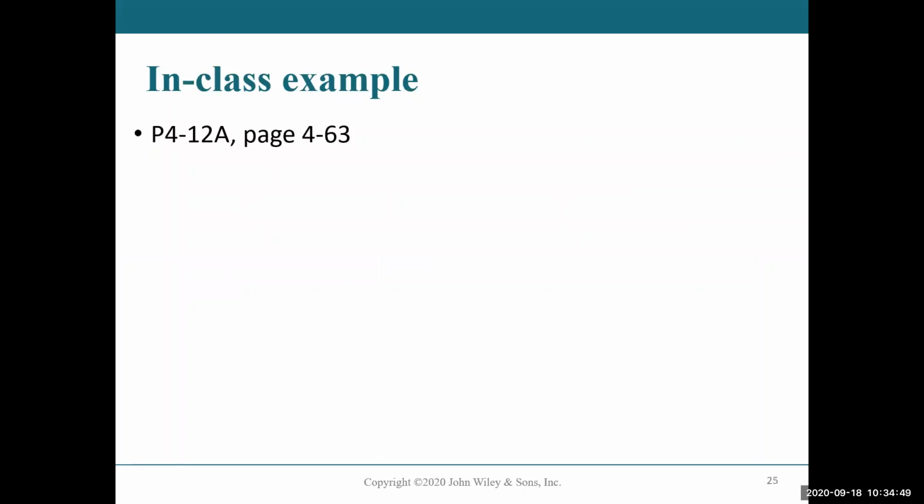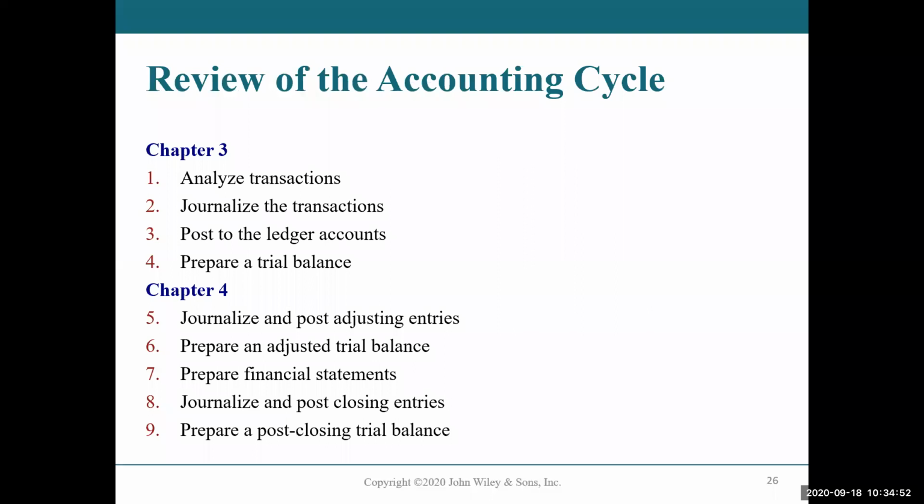This is the example we will do in class and the review of your accounting cycle. So between chapter 3 and chapter 4 basically covers all of your accounting cycle. So in chapter 3, we looked at analyzing our transactions, journalizing those transactions, then posting them to T accounts and preparing a trial balance. So that was the first half of your accounting cycle. The second half of your accounting cycle is to journalize those adjusting entries, then post those adjusting entries on the T accounts. Once we update the ending balance in those T accounts, then we prepare our adjusted trial balance.